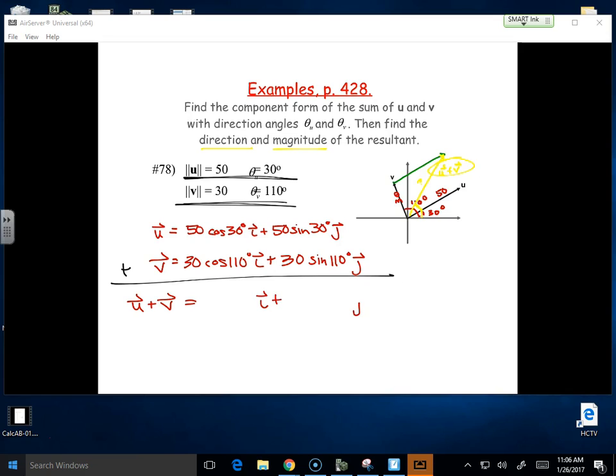Don't give up. Okay. Make sure you're in degree mode. 50 cosine theta? No, sorry. 50 cosine 30 plus 30 cosine 110. What's I?